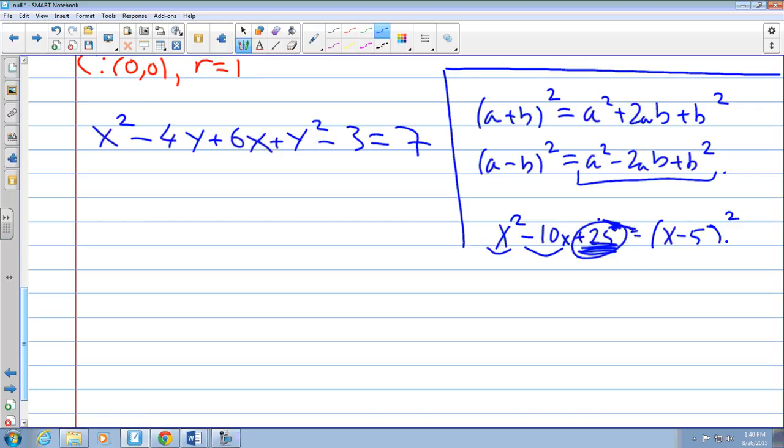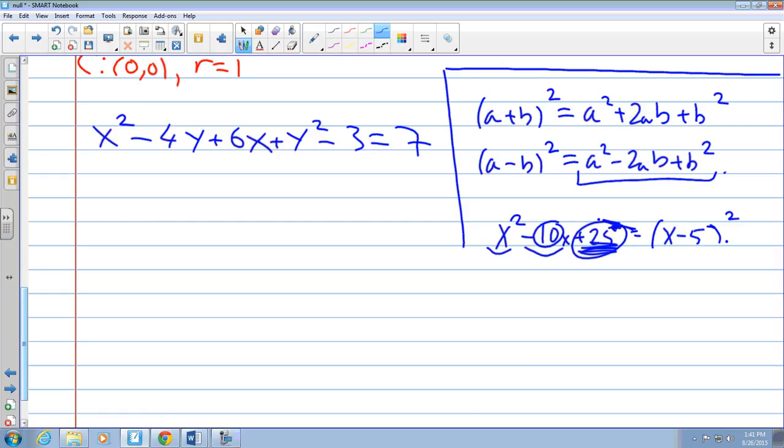Because if you think about it, what did 10 come from? 10 is 2 times something, right? And that something squared is what you're looking for. So if 10 is 2 times something, what is that something? 5, and 5 squared is 25. So really what we're doing, we're just taking half of that number and squaring it, right? Take a half and square it.